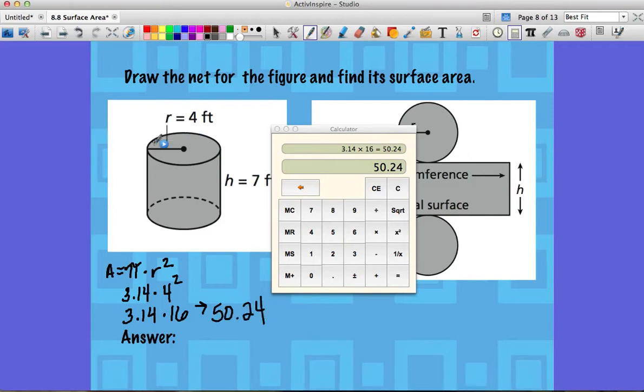But now you have to remember that's only the area of the top base. With cylinders, it's the same thing as prisms. The two bases have to be congruent. So because these two are congruent, we don't have to do the area formula again. We can just take the top and multiply it by 2 because there are 2 of those circles, one here and one here, which gives us 100.48 feet squared.